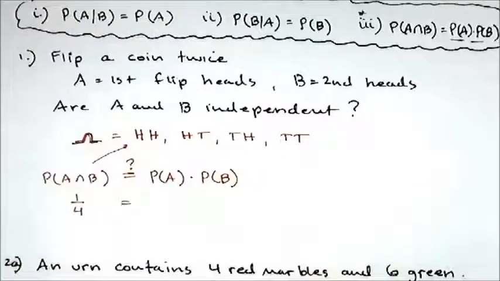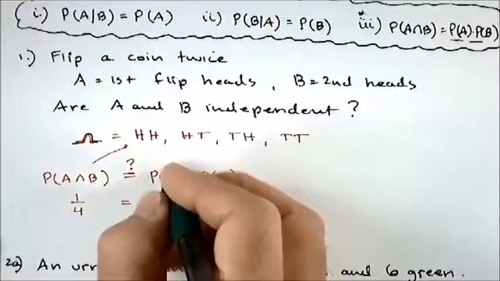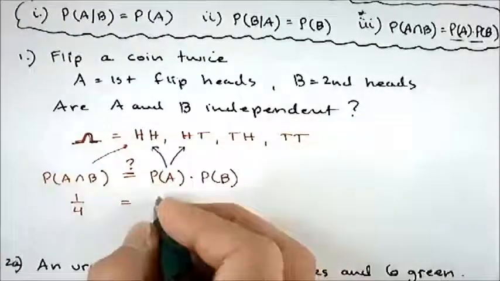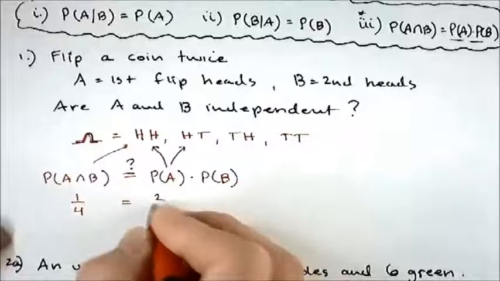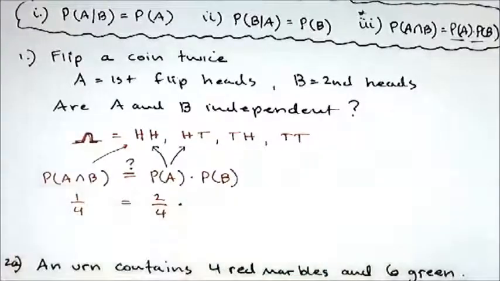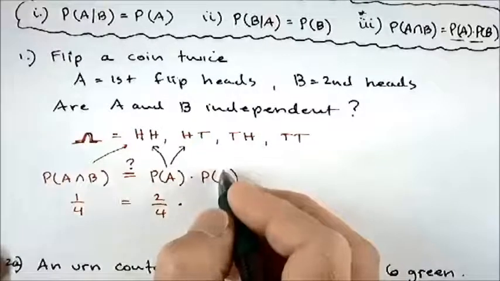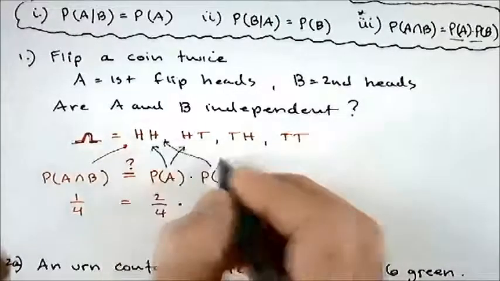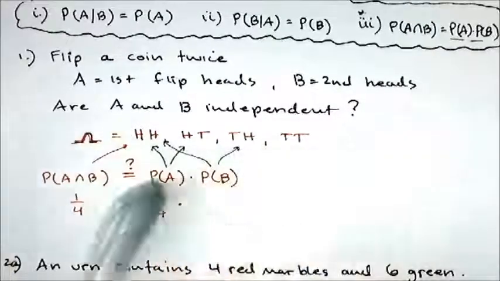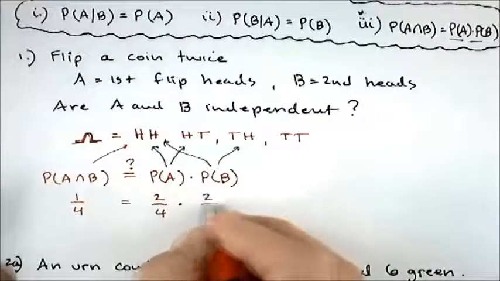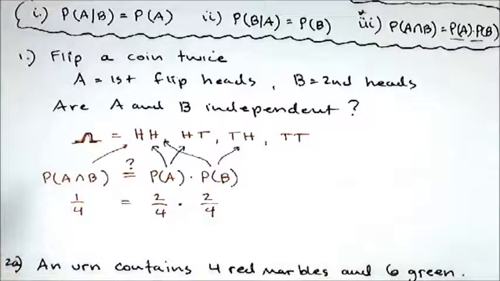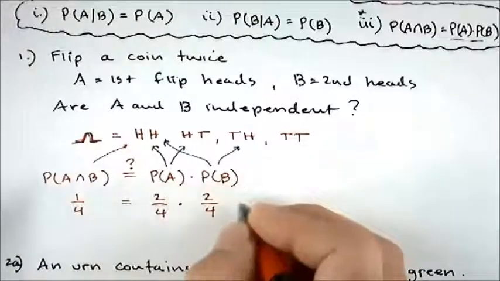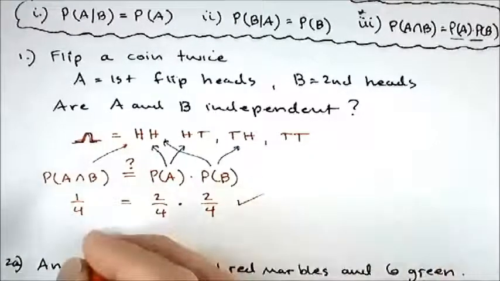Well, maybe I can color code this. Probability of A would be this one or this one, right? Those are the two events where I got heads on the first flip. So that would be 2 out of 4. And likewise, the probability that we got heads on the second flip would be both this one and this one, which is also 2 out of 4. And that's 1/2 times 1/2, which equals 1/4. So yes, they are independent.